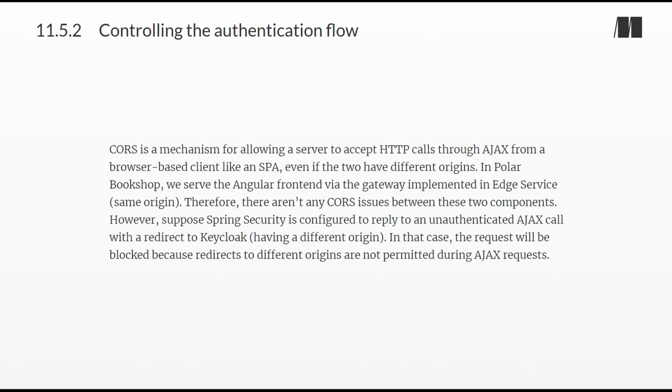In Polar Bookshop, we serve the Angular front end via the gateway implemented in Edge Service, so it has the same origin. Therefore, there aren't any CORS issues between these two components. However, suppose Spring Security is configured to reply to an unauthenticated AJAX call with a redirect to Keycloak, having a different origin. In that case, the request will be blocked because redirects to different origins are not permitted during AJAX requests.